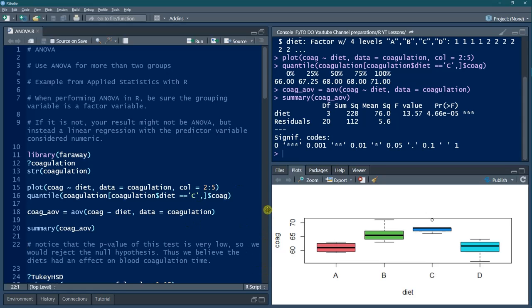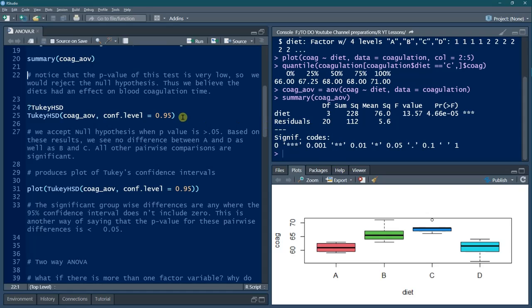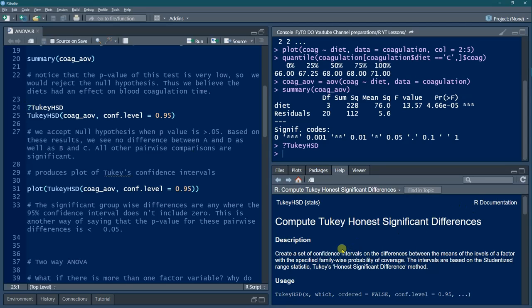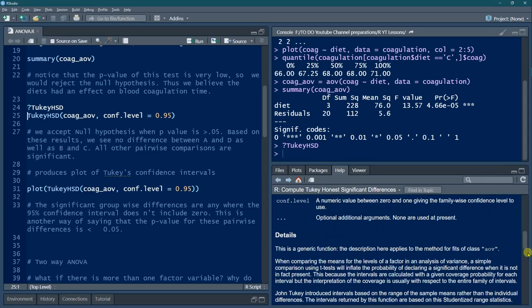Okay. Now we know that the diet is important, but which diet is important out of the 4 diets and what is the effect? That you get from Tukey HSD. So we'll ask R, what is Tukey's HSD? Computing Tukey honest significant differences. Create a set of confidence intervals on the differences between the means of the levels of a factor with the specified family-wise probability of coverage. So they have given what are the arguments and how to go about.